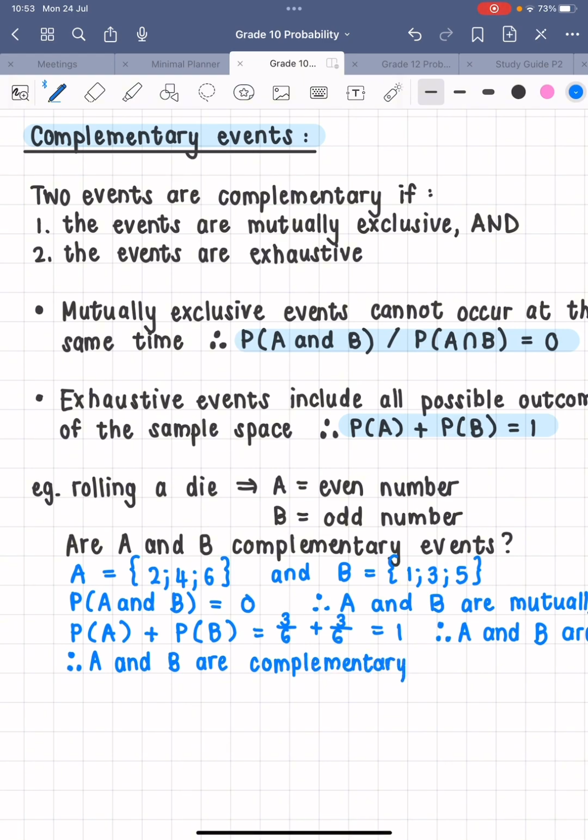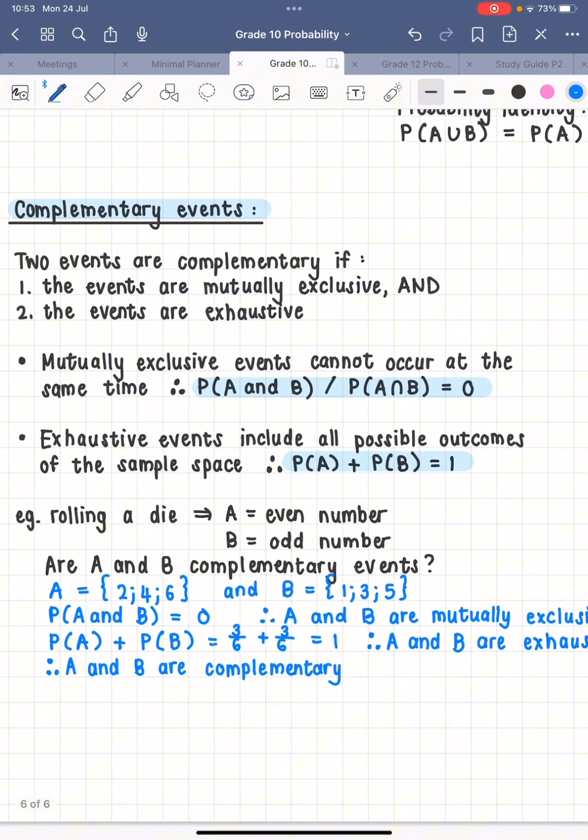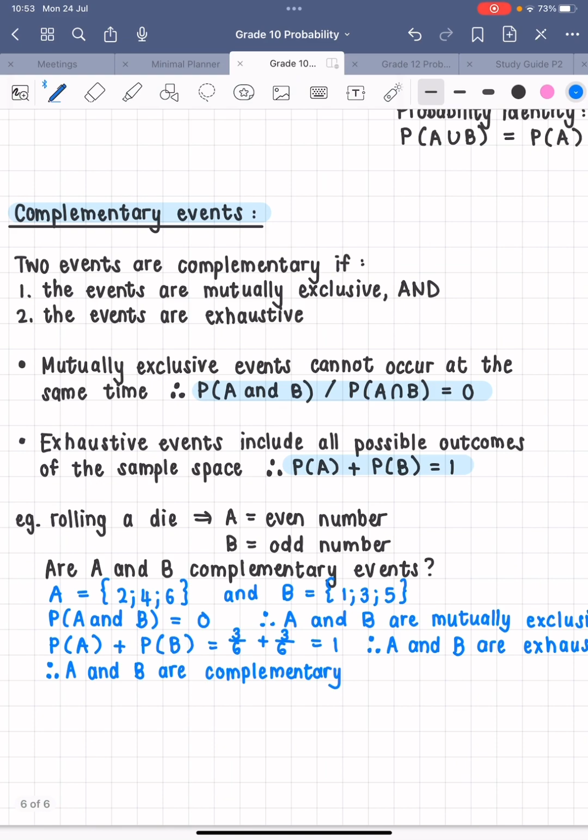Okay, any questions? Yes. If you just wrote they are complementary, then would you get all the marks? Instead of A and B. Yeah, it's fine.